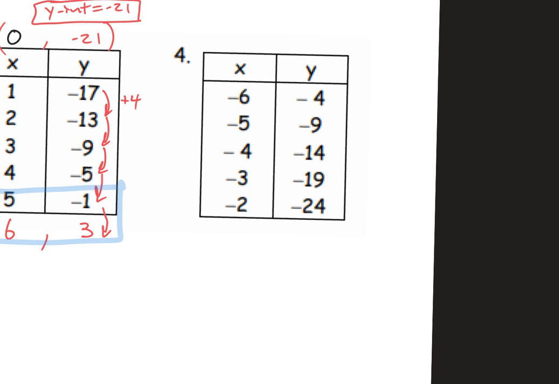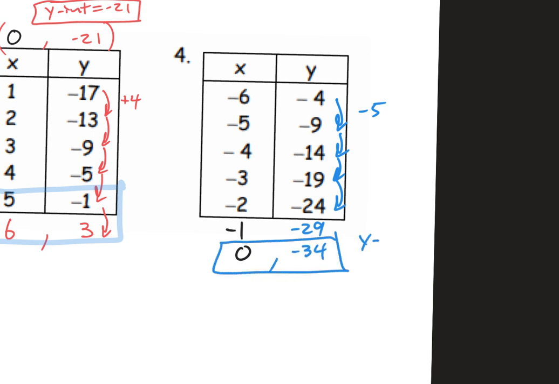And we can see these numbers are counting up from -6 by 1. And if we were to fill this in, we would get -1, 0. And over here, we can see that we are actually subtracting 5 every time. And so the next number would be negative 29, and the next one after that would be negative 34. And so we do have the y-intercept equals negative 34.